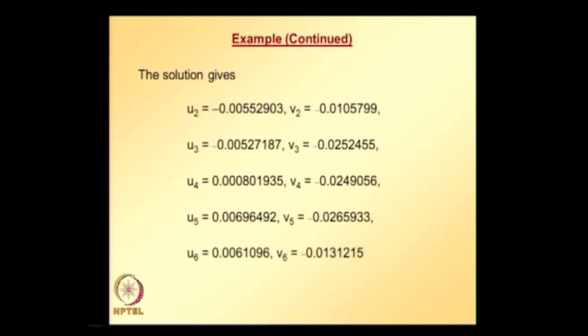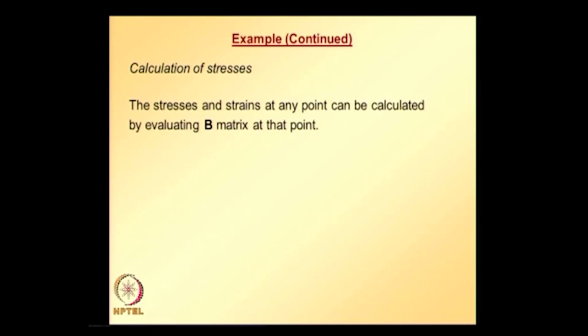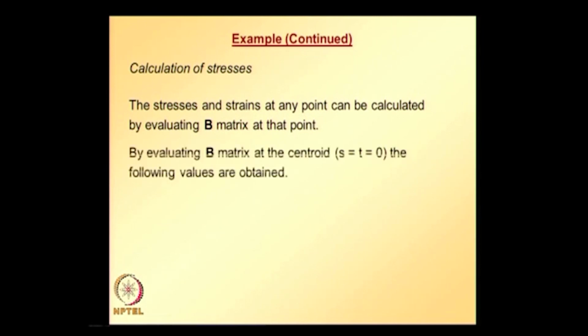Once we have the displacements, we can calculate stresses similar to what we did for the 3 node linear triangular element and the 4 node quadrilateral element. Stresses and strains at any point can be calculated by evaluating the B matrix at that point. Here, we evaluate the B matrix at the centroid, which corresponds to S equal to 0, T equal to 0; this is only for illustration.